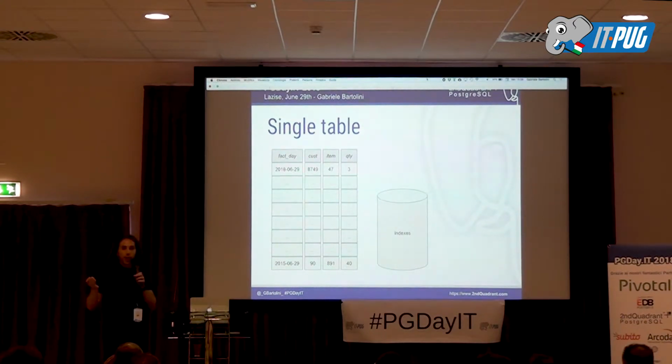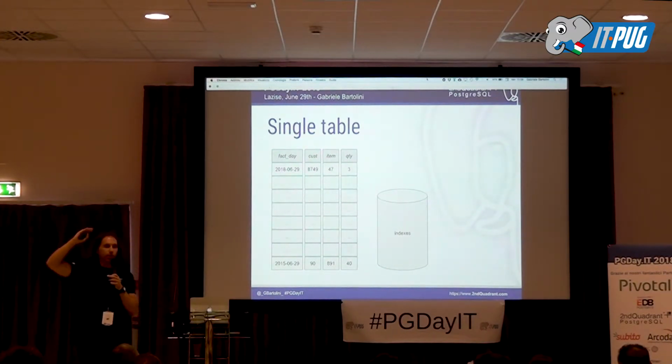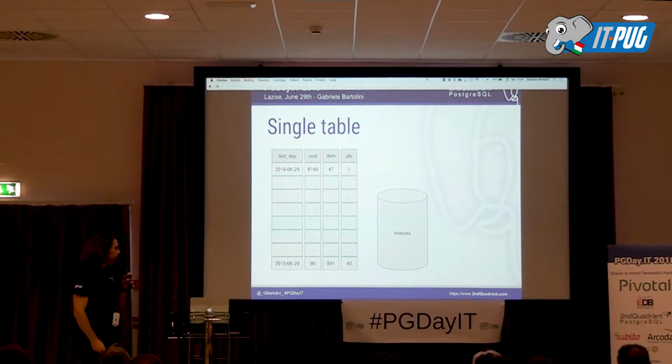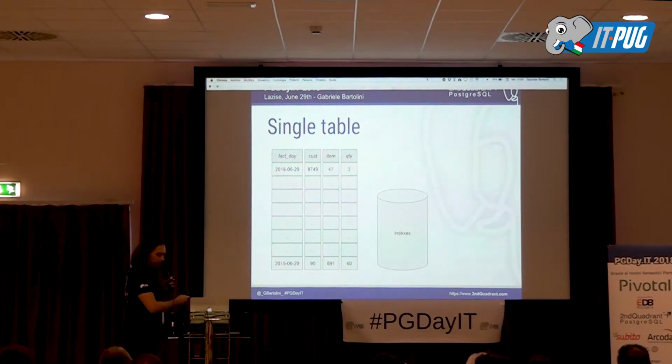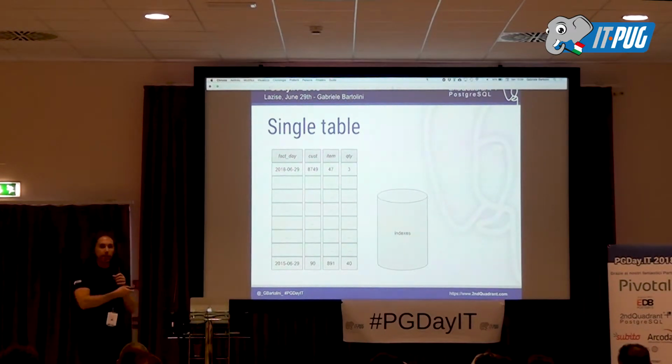So thinking of a single table, this is how it looks. We have fact day, customer, item, quantity, and so on. We have one big, large table with the associated indexes. So, for example, if we add one item here, that operation also needs to update the index. If we update a row, we also update the index. If we delete rows, we need to update the indexes.